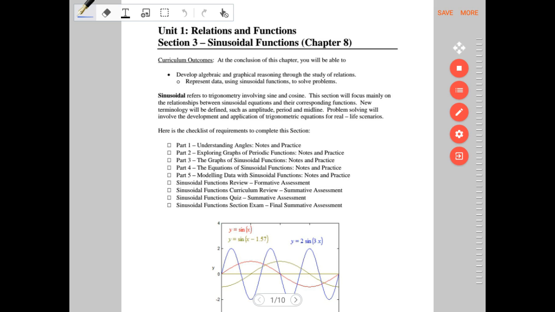Also, for assessments, you have the sinusoidal function review, which is formative, the curriculum review, which is your open book summative, the quiz, which is your closed book summative, and in this section, because there's only one chapter in it, it has the final summative unit assessment. Okay, awesome. Let's take a look at what these guys have to offer.